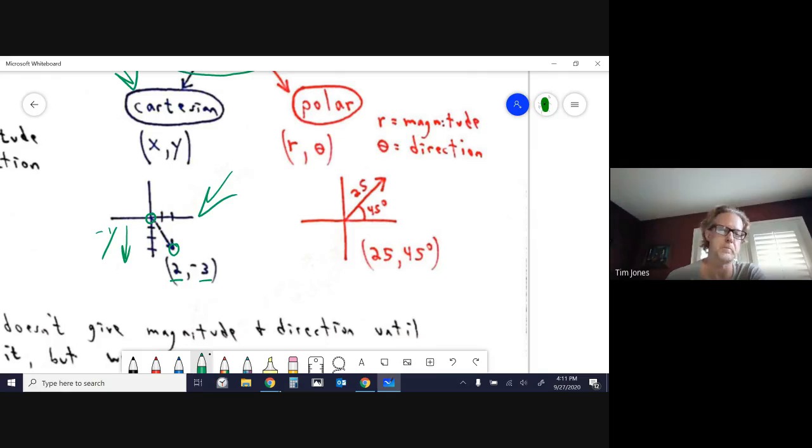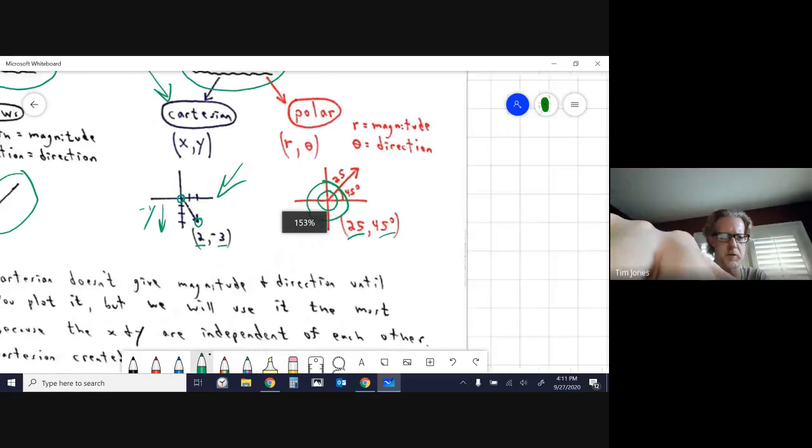We'll be doing this. You can use a polar graph too, in which from the origin you have circles that radiate out. And I have an example here in which the 25 is the length of the arrow and the 45 is the angle. But we're not really going to use that in this class. I just wanted to show it because you'll probably see it in future classes, especially math.